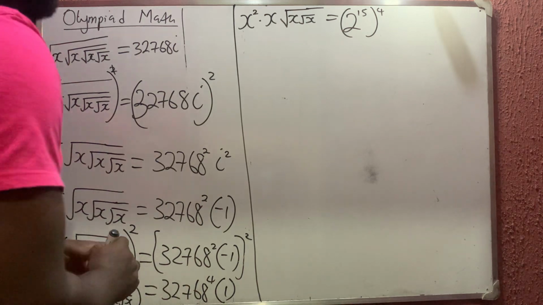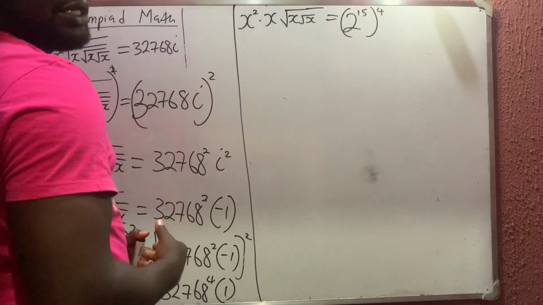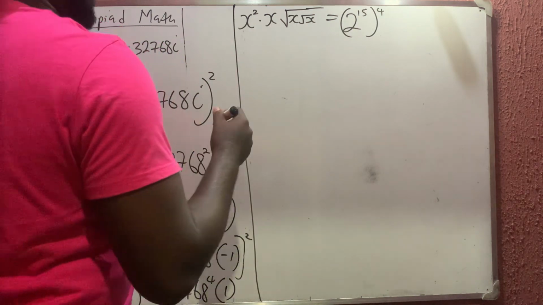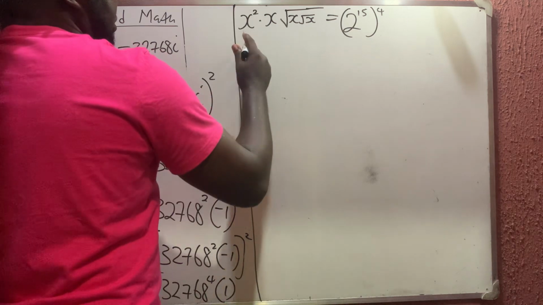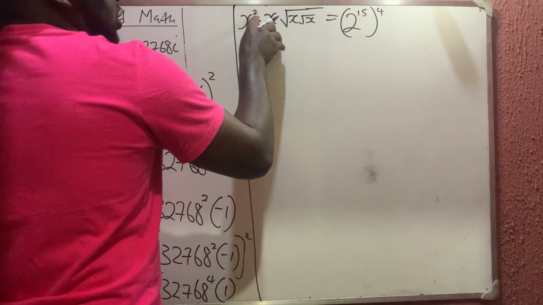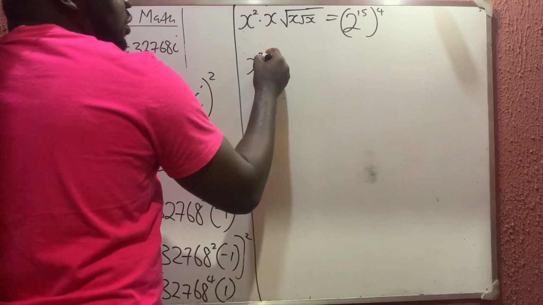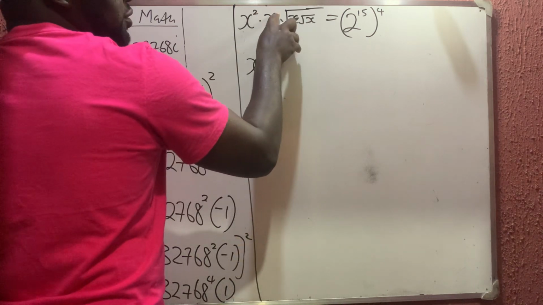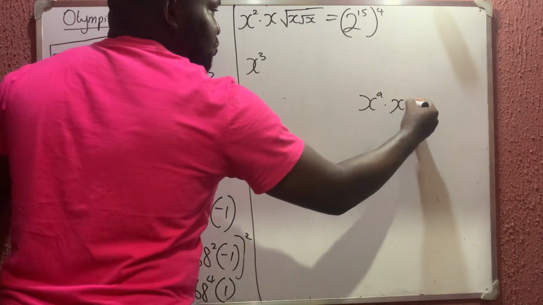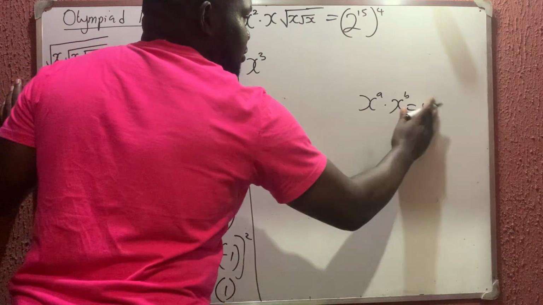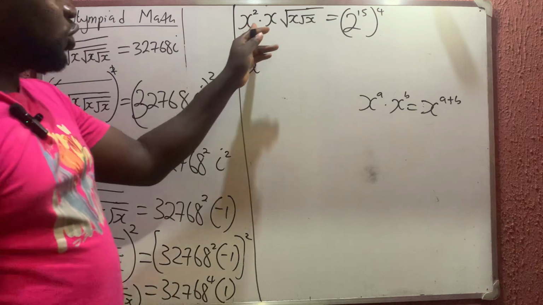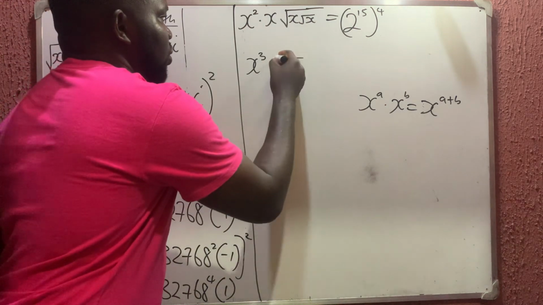Now, what do we do again? We can decide to square both sides again. If I square both sides, I'm going to have x squared, now this plus 1, according to indices, will give you x raised to power 3. According to indices, x raised to power a multiplied by x raised to power b will give you x raised to power a plus b.